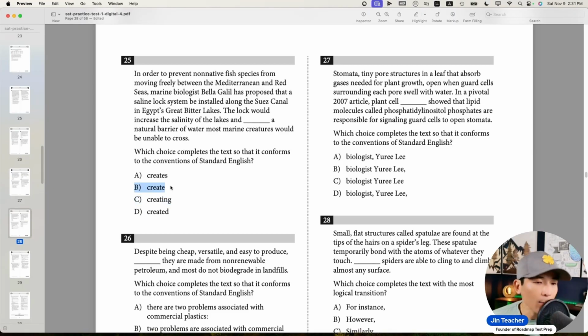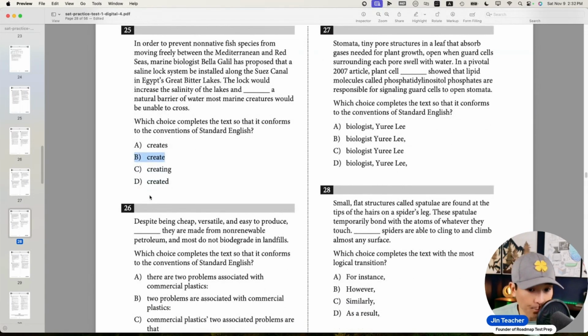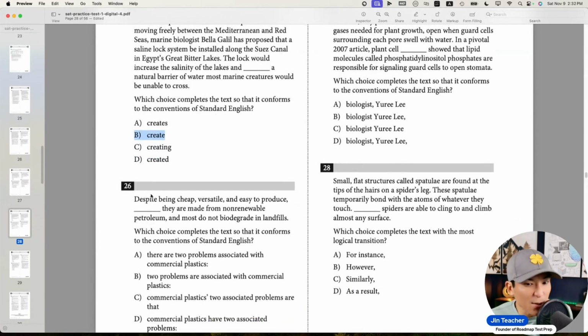So what the SAT is testing you on here is verb forms. Remember, whenever you're being tested on verb forms, this one is a little bit tricky because it looked like it was testing you on subject-verb agreement. But when you read the sentence, you know it's testing you on something else. And that's a very, very good tip.